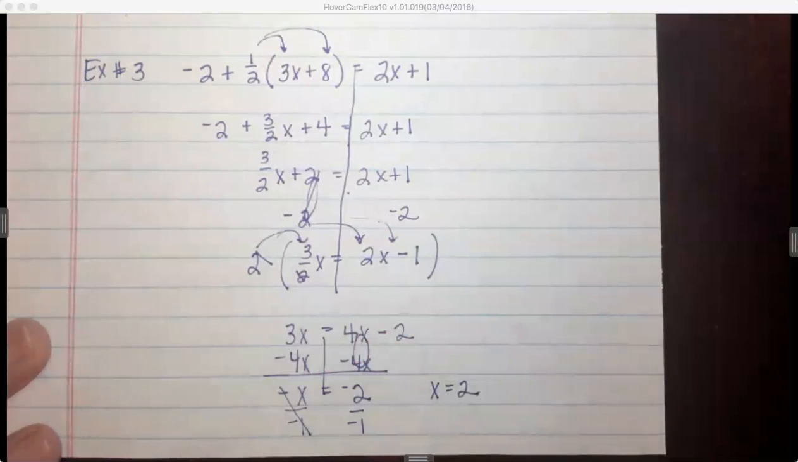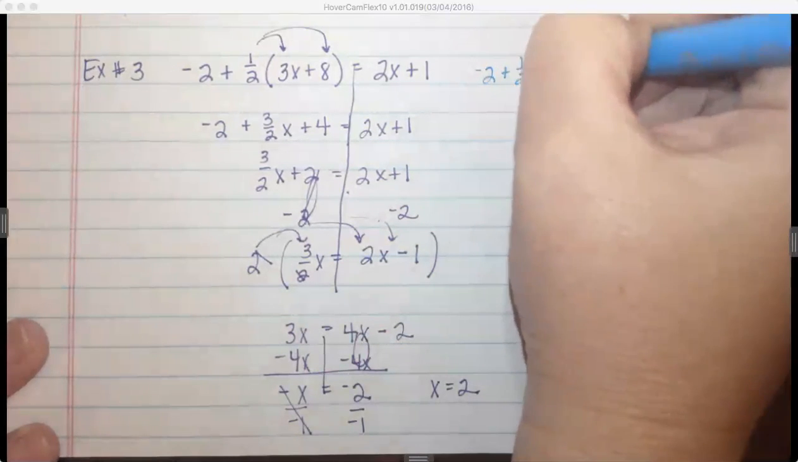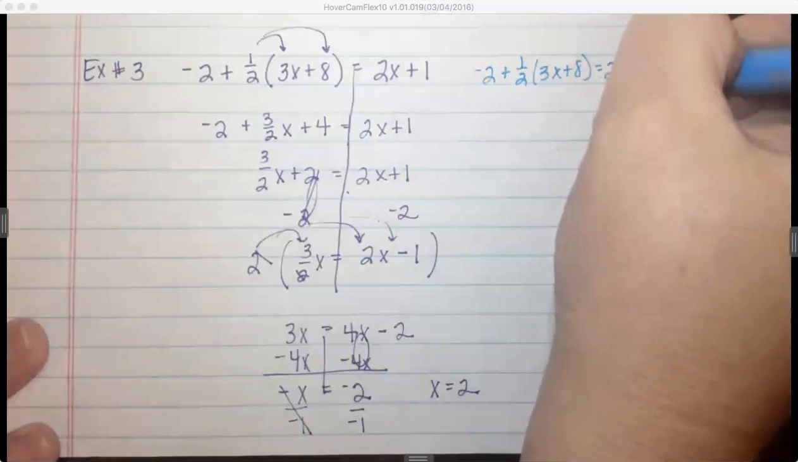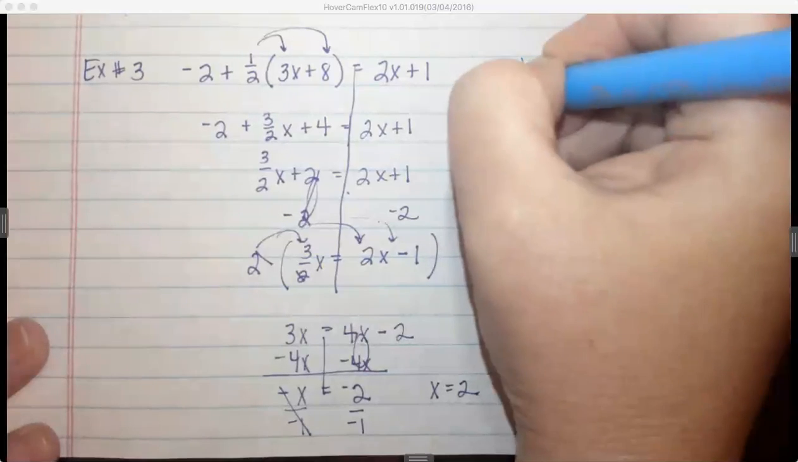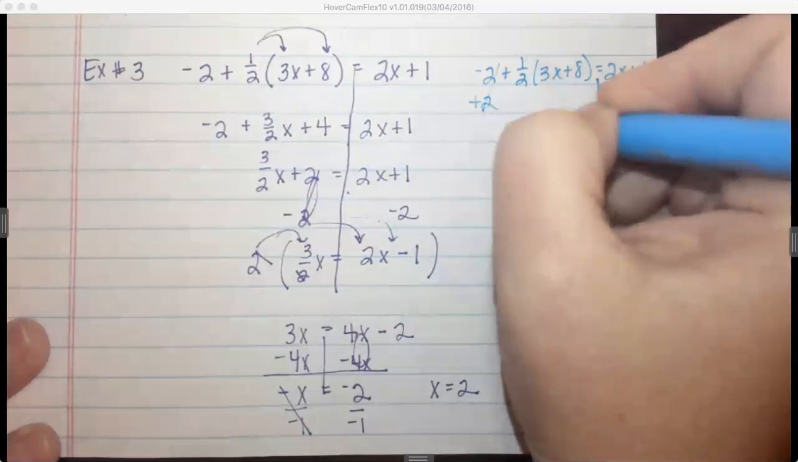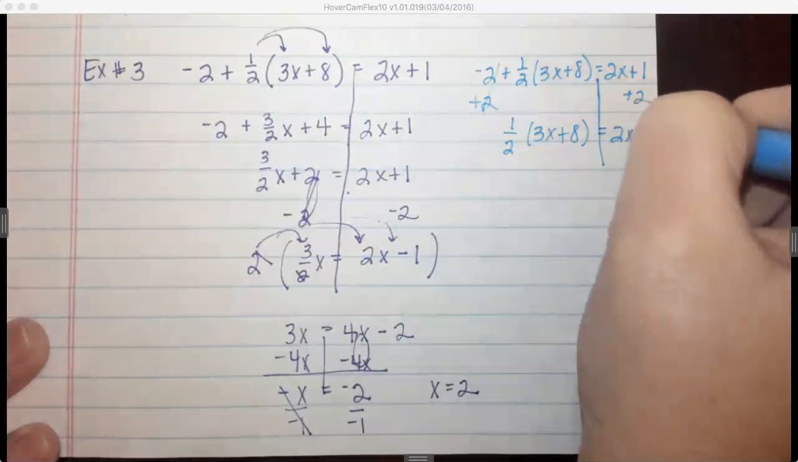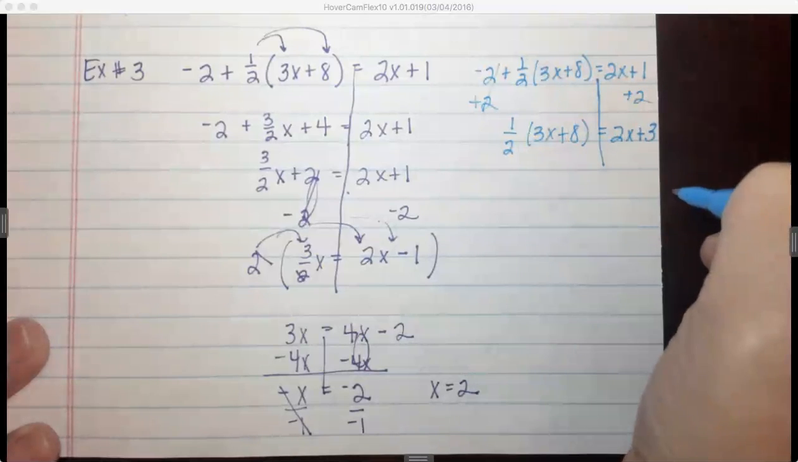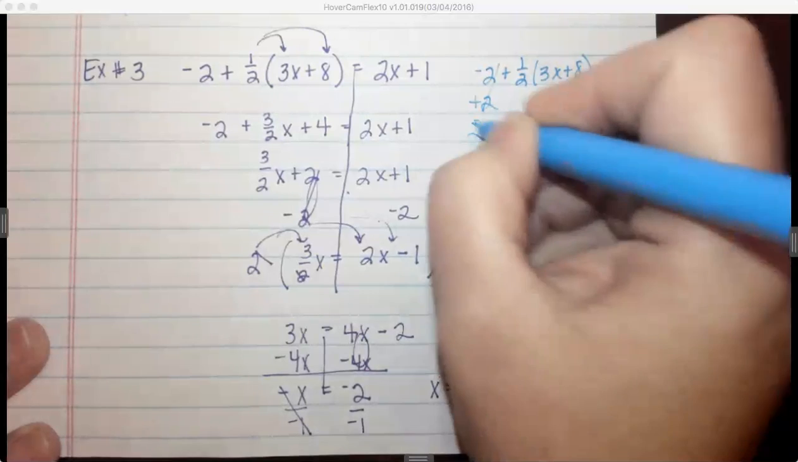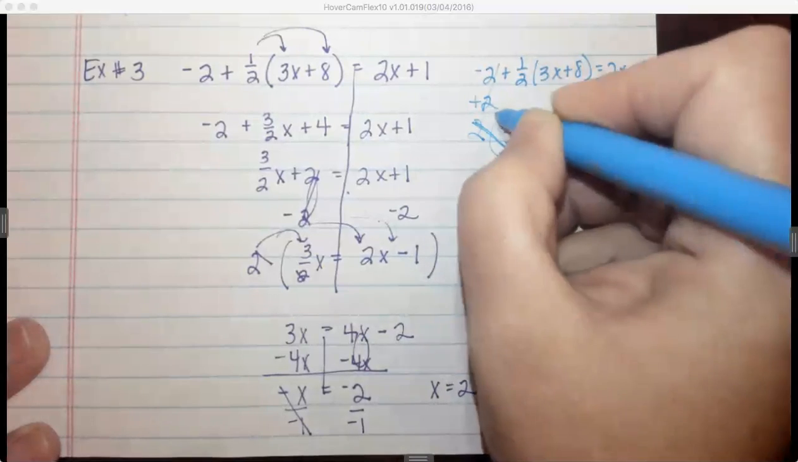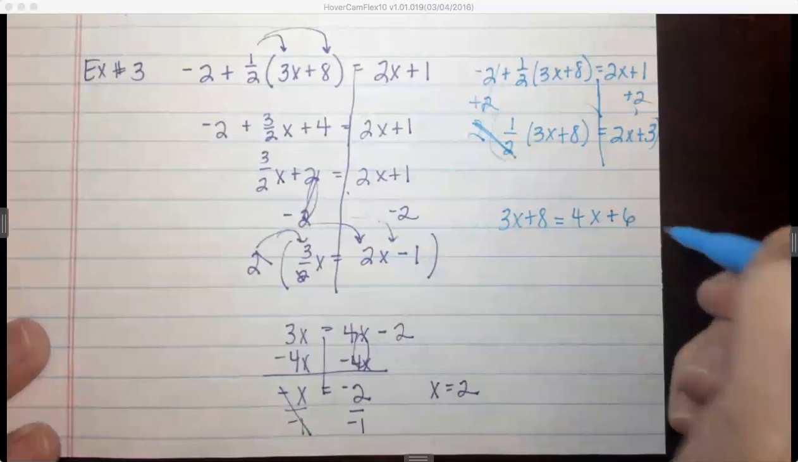Now, if you wanted to clear the fraction first, what I would do if I were you is first I would get this -2 to come over here. So I would add 2, and I would get 1/2 (3x plus 8) equals 2x plus 3. And then I would do the thing where I multiplied everything by 2. So that makes that go away. So 3x plus 8 comes down. 2 times 2x is 4x, and 2 times 3 is 6.